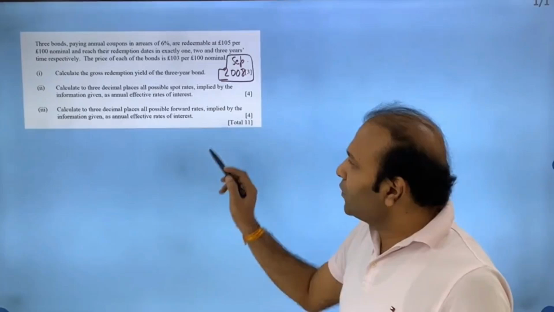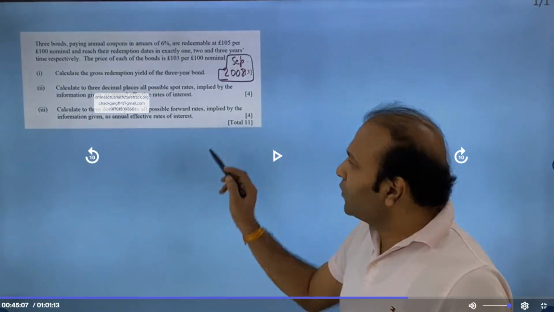Calculate to 3 decimal places all possible spot rates implied by the information given, as annual effective rates of interest. All possible spot rates.